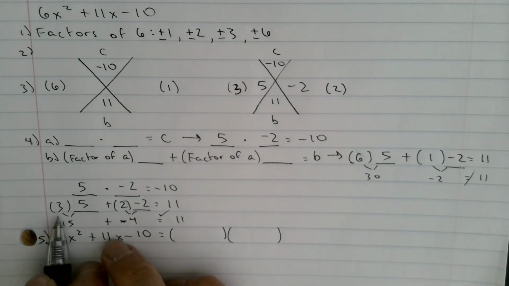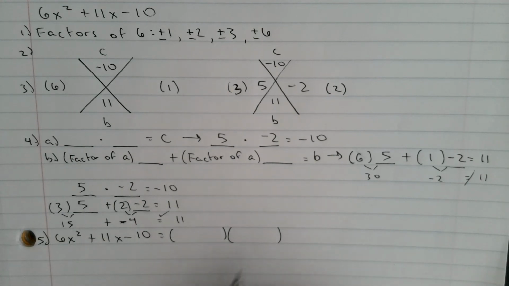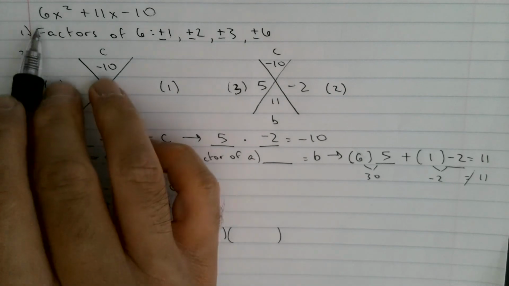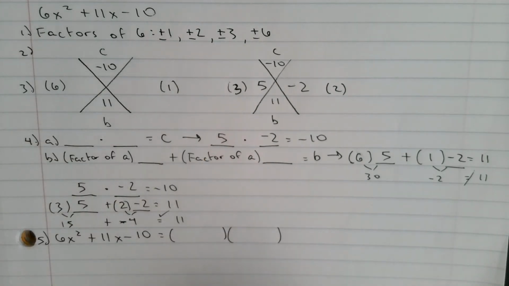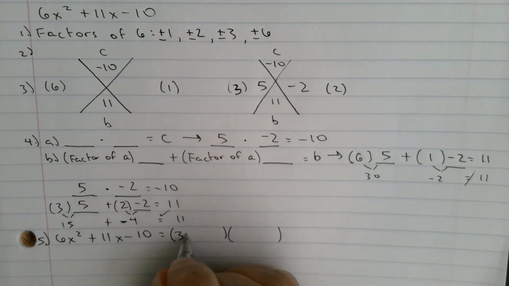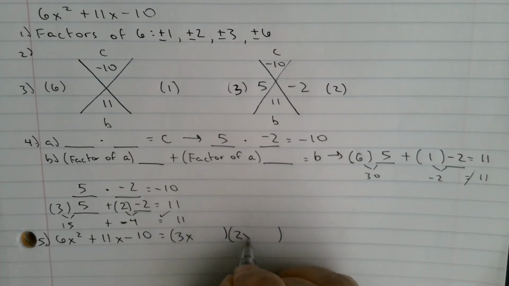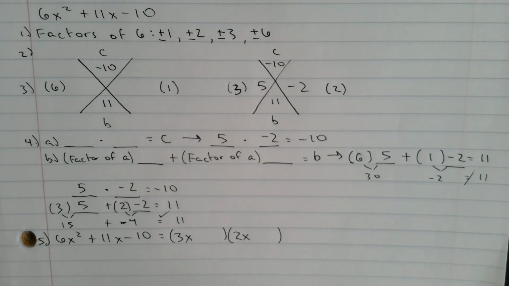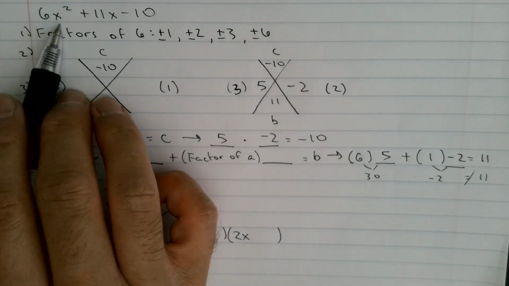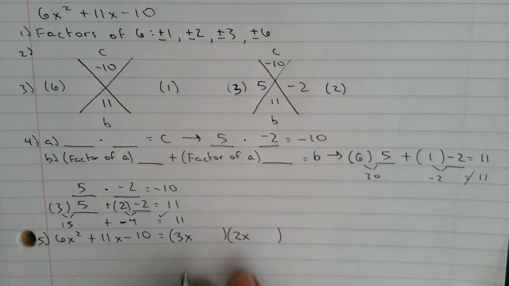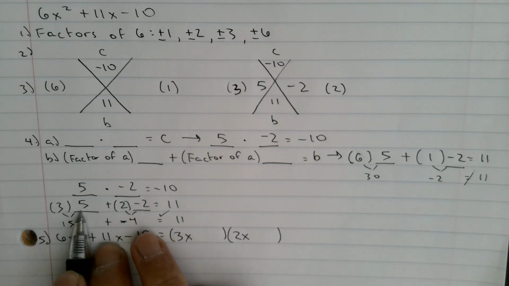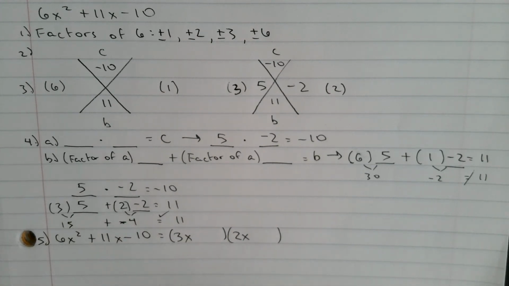Which means I want to see a 3 and a 2 in the factors somewhere. And that has to do with us getting 6x squared. So I'm going to put a 3x in the first factor, and I'm going to put a 2x in the second factor. If I were to check my work using FOIL, the first terms, 3x times 2x, does get me 6x squared. All right, now I need to know where I'm going to put the positive 5 and the negative 2. Well, I need to think about this.